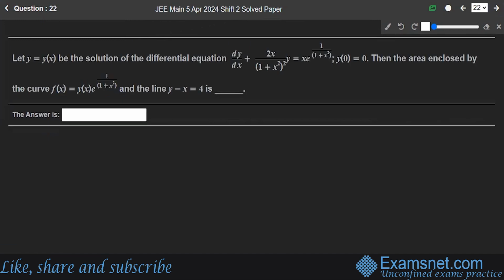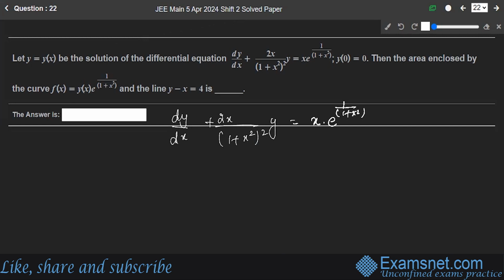Question number 22. Let y is equal to y of x be the solution for this differential equation where y of 0 is equal to 0. Then the area enclosed by this curve and the line y minus x is equal to 4 is. First, let's pick up this differential equation. You have dy by dx plus 2x upon (1 plus x square) whole square into y is equal to x raised to power x into e raised to power 1 upon 1 plus x square.